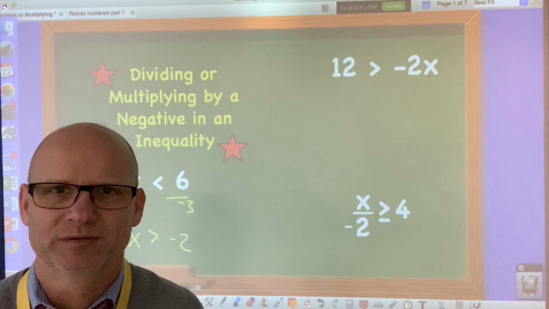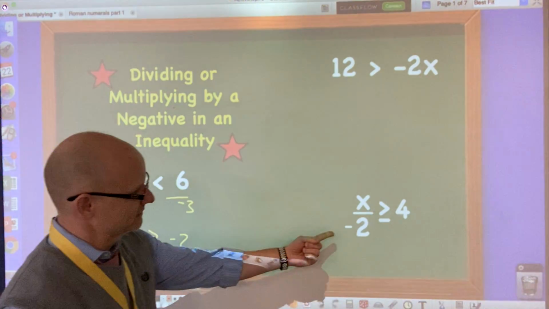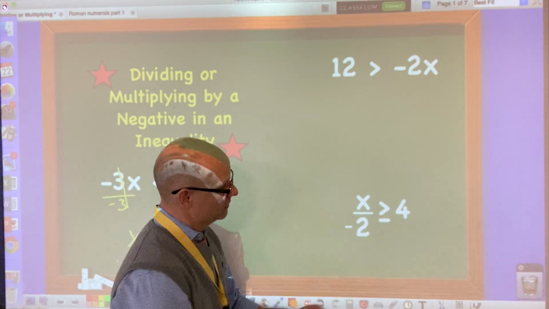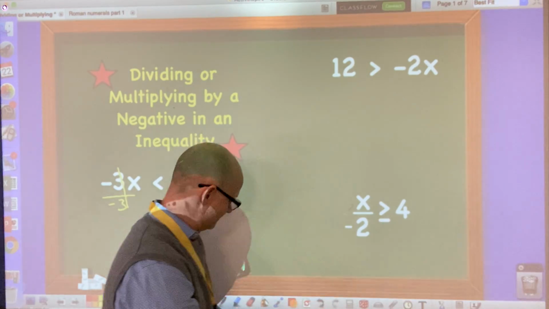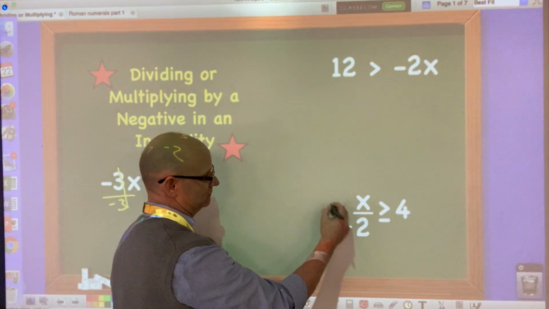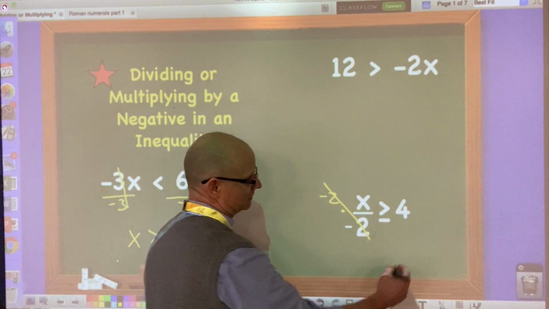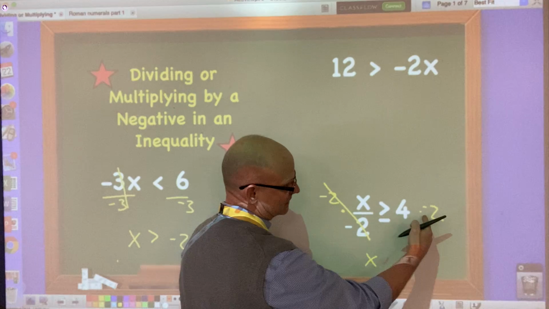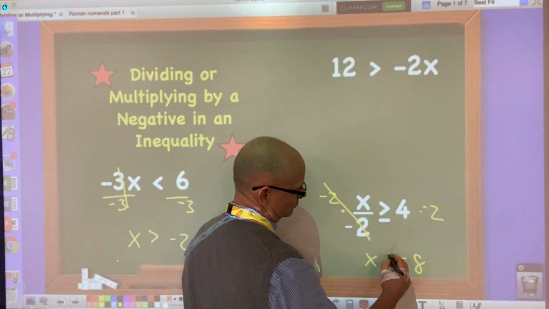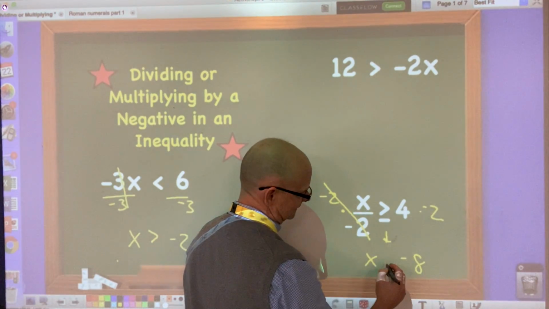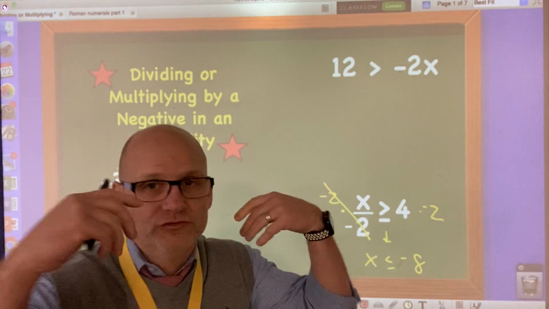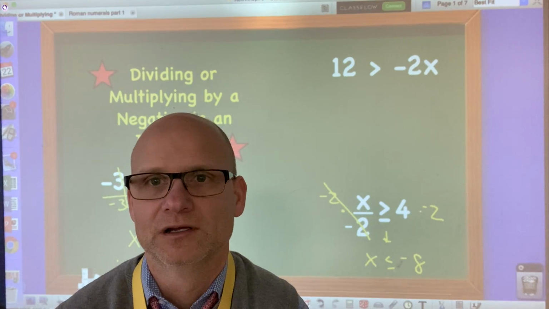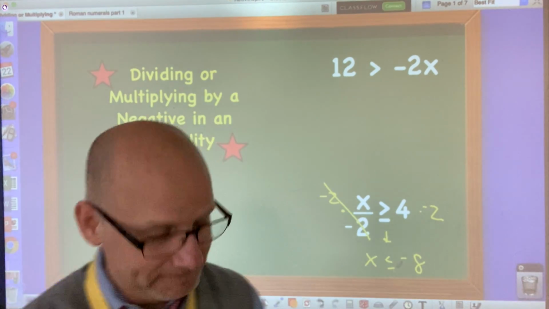Why does it flip? For example, here, negative x over 2 is greater than or equal to 4. Well, again, the opposite of dividing by negative 2 would be to multiply by negative 2. This is going to cancel. You're going to multiply by negative 2 here. But now, I know 4 times negative 2 is negative 8, but you're going to flip that inequality. Okay, so we can memorize that, but the question is, why does it flip? So let's just discuss that briefly, okay?